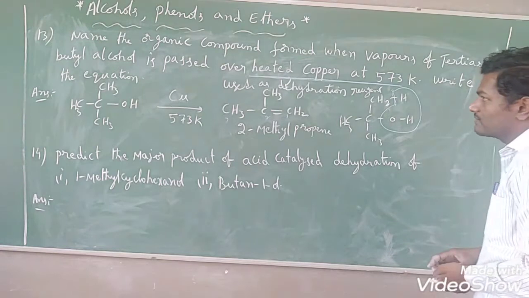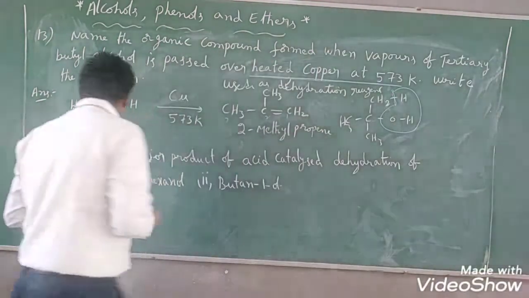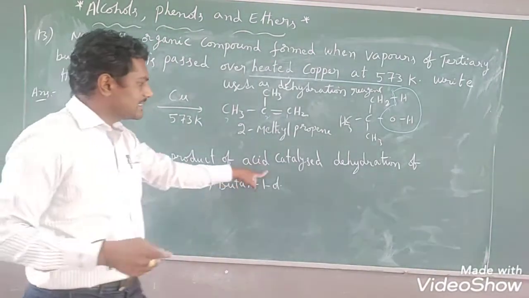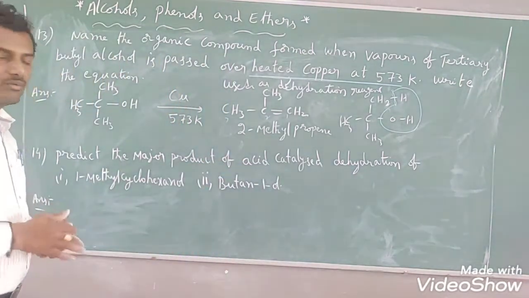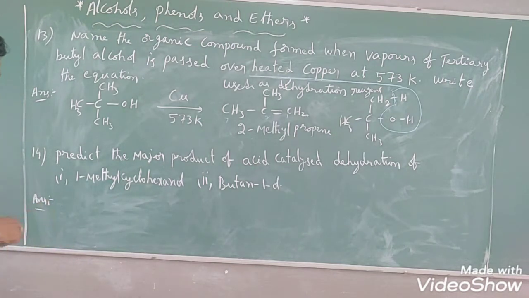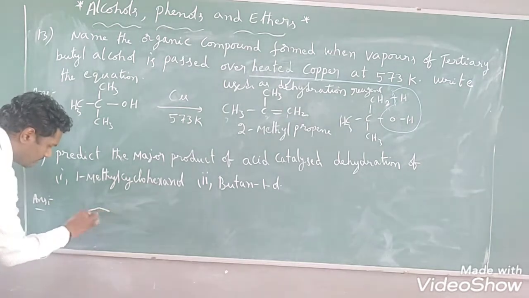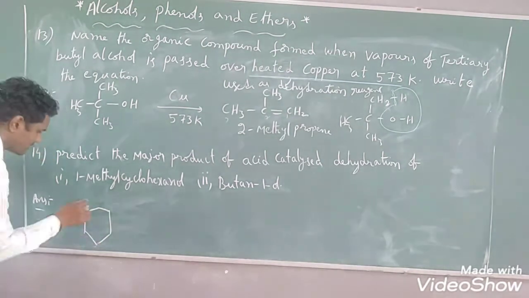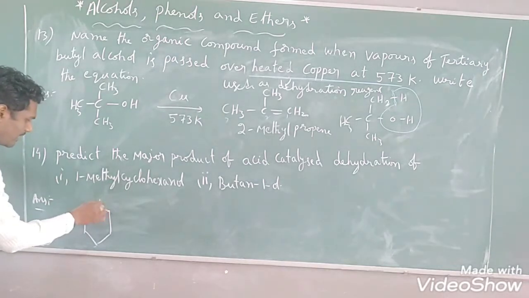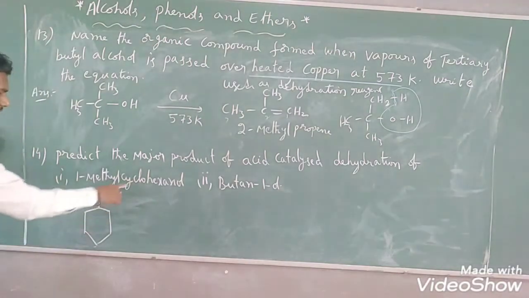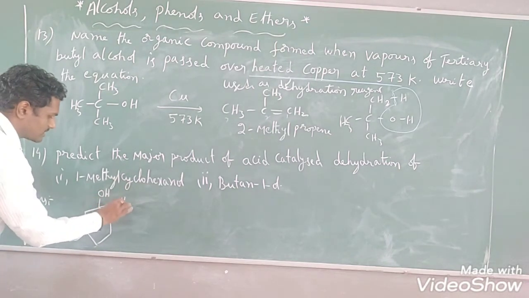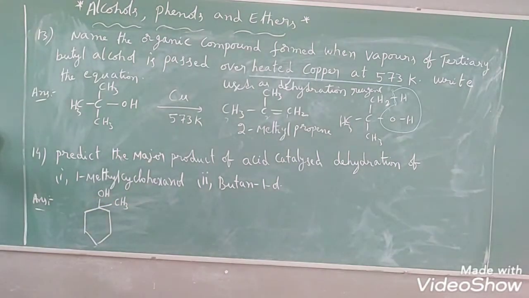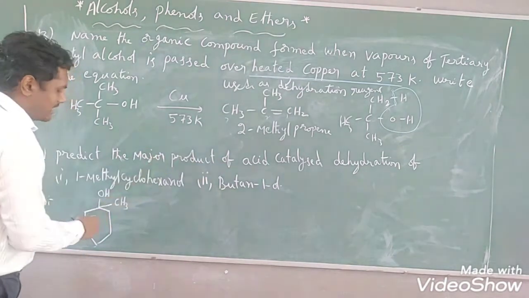Right? Like this, we have to identify the answers. Let us see now. Predict the major product of acid catalyzed dehydration. Dehydration means removal of water molecule only. So the question is, you see, 1-methyl cyclohexanol. This is cyclohexane, right? So 1-methyl on first carbon, cyclohexanol I have taken. On first position, methyl is present. One more group is present, methyl. Acid catalyzed dehydration.